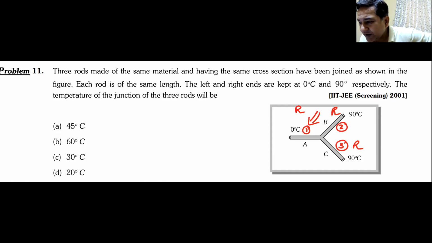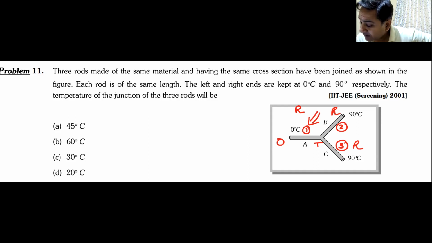From there you can find out the temperature of the junction. Theta into 3 is equal to 90 into 1, which is 0 now, sir. 0 degrees Celsius means it becomes 0, plus 90 into 2, 90 into R. So basically this is 0 degrees Celsius. You can call this T, right? Yes, sir.